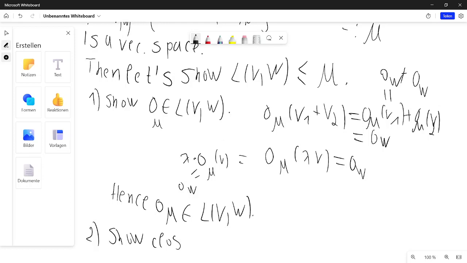And with that we have the first property. Now show closed under plus, so we just have to show that the addition indeed yields again a linear map.